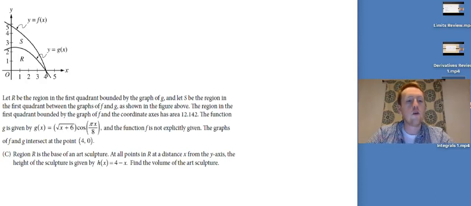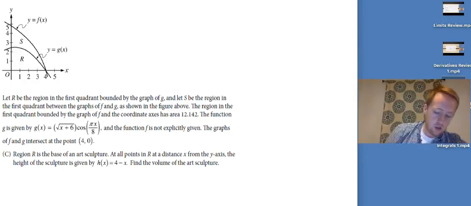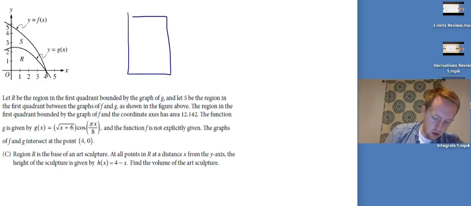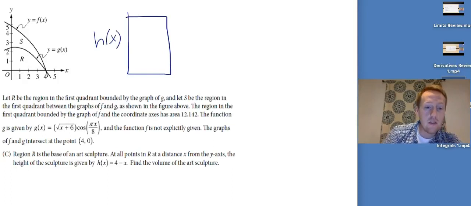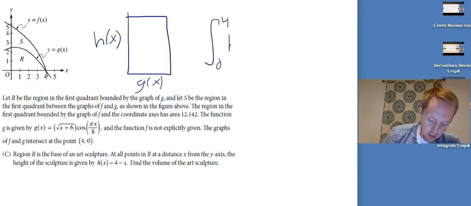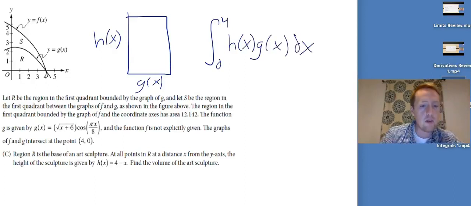All right, last thing. Region R is the base of an art sculpture. At all points R in R at a distance x from the y-axis, the height of the sculpture is given by h of x equals 4 minus x. Find the volume of the art sculpture. Okay, this is the rectangle idea. So we've got a rectangle whose height is h of x. It says R is the base of an art sculpture, which means the base is g of x. So my integral is going to be the integral from 0 to 4 of h of x times g of x. And then I'm going to go into my calculator and get this answer.